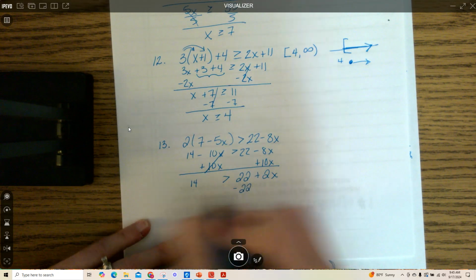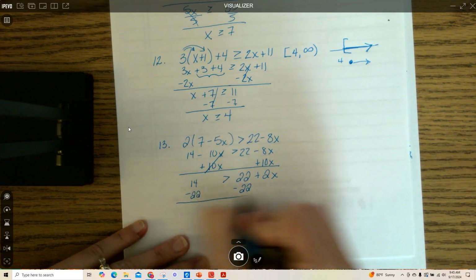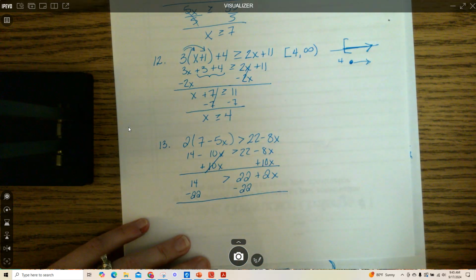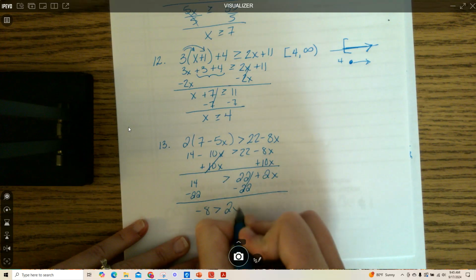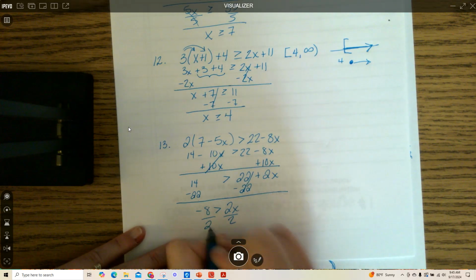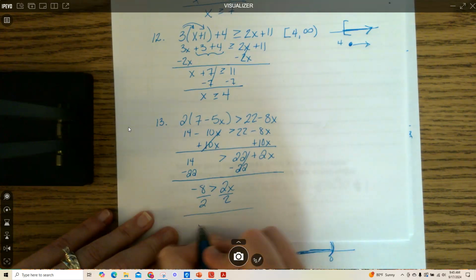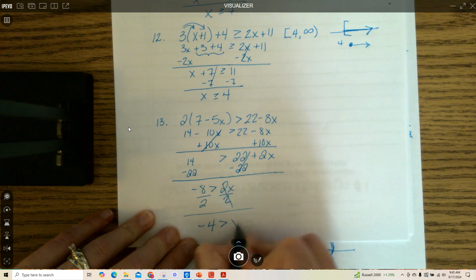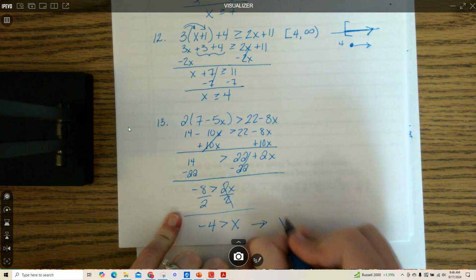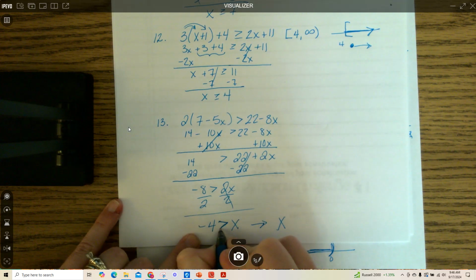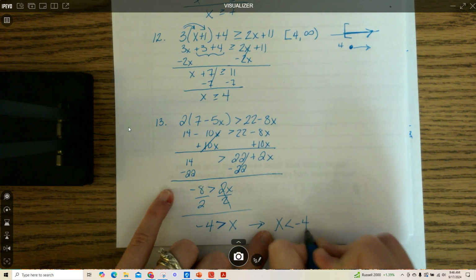Okay, so subtract 22 here. 14 minus 22, negative 8. Divide by 2, divide by 2. So here's one of those cases where my inequality's kind of flipped. I can rewrite this so you just flip the whole thing. Alligator's eating the -4 here, so it has to keep eating the -4.